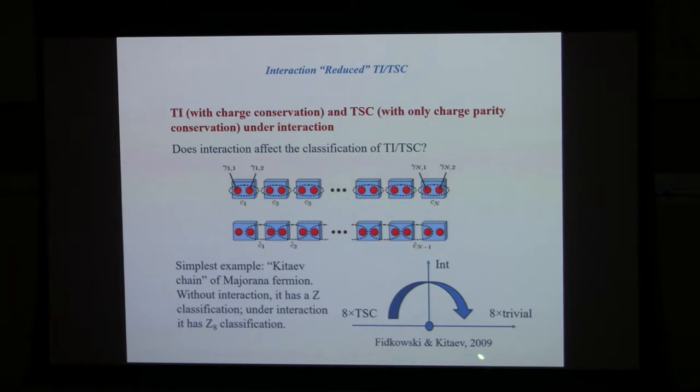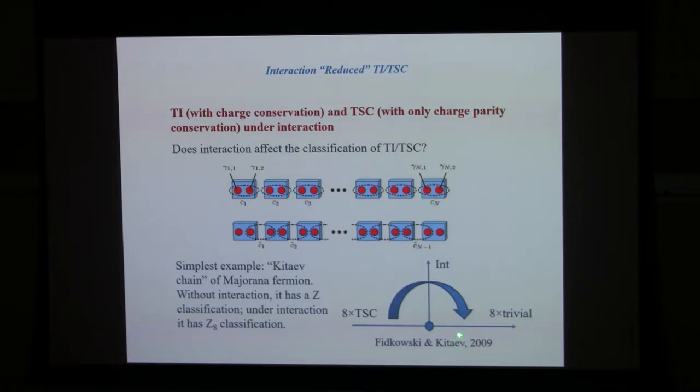But then this gentleman showed that under interaction, the classification becomes Z8. The classification is reduced from Z to Z8. This means that something magic happens when we have eight copies of the chain. Under interaction, the eight Majorana fermion zero modes at the boundary can be gapped out and non-degenerate without breaking any time inversal symmetry. So the boundary spectrum can be trivialized under interaction.